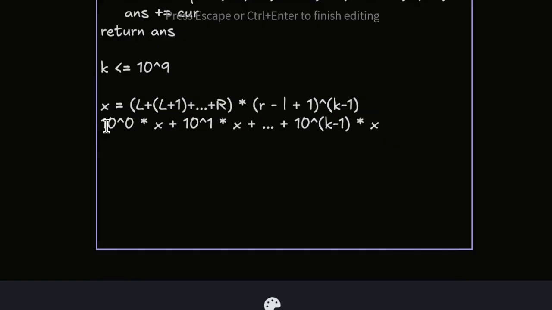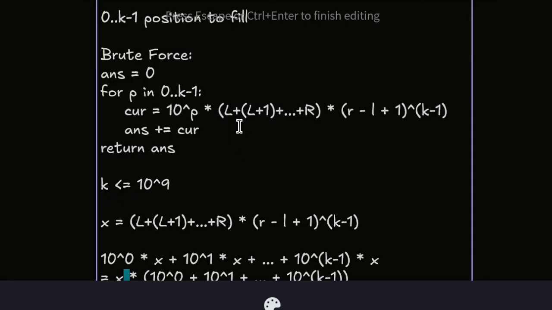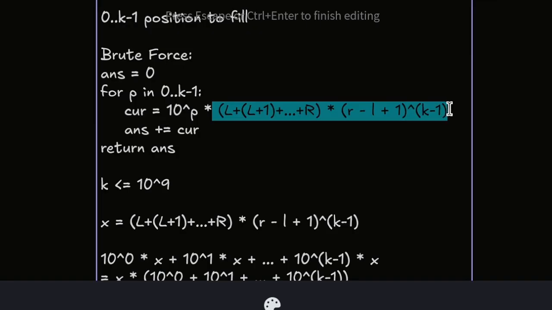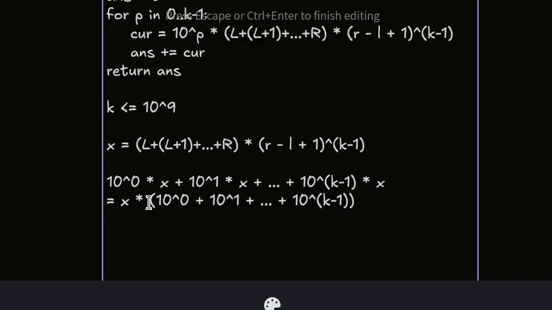So if we do a little bit of math, we can just extract this x: x times, 10 to the power of 0 plus 10 to the power of 1 plus ... plus 10 to the power of k minus 1. So what is this then? x we already know. x is this one. We can figure this out in constant time. But what about this one?